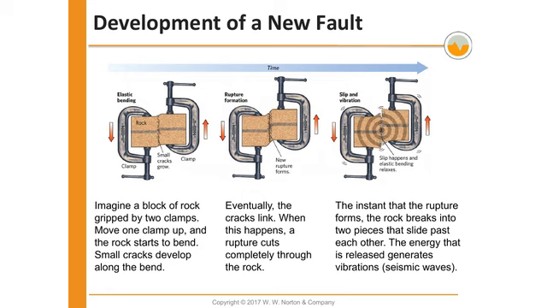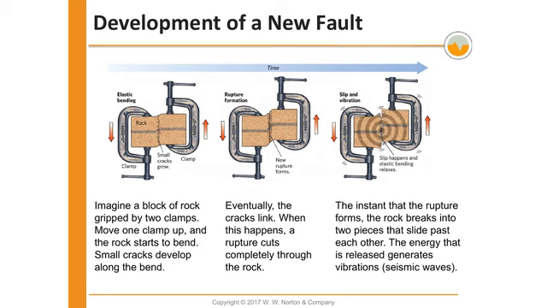In this slide, we see the development of a new fault over time. Starting on the left, imagine a block of rock secured by two clamps. As one clamp is moved upward, the rock begins to bend, and small cracks, represented in the diagram, start to form along this bend. This stage is known as elastic bending. Moving to the center of the slide, these cracks eventually connect, resulting in a rupture that cuts entirely through the rock, shown as rupture formation.